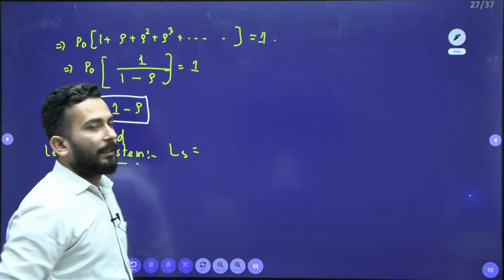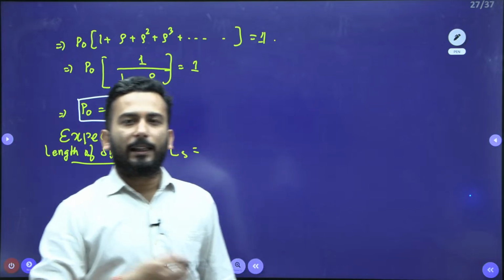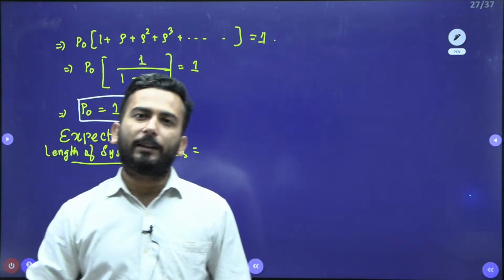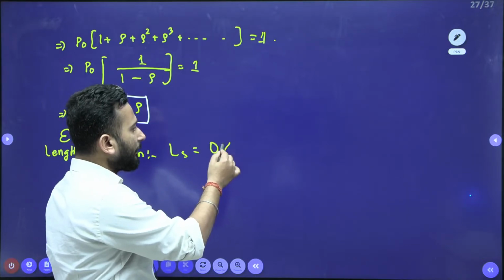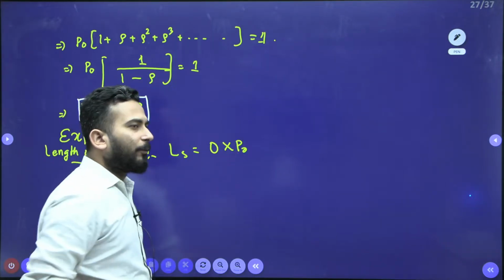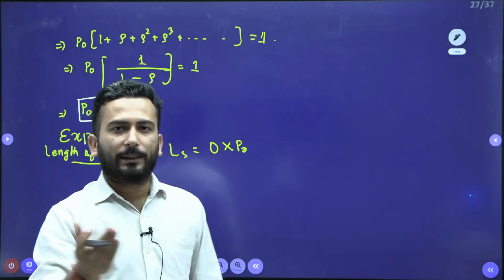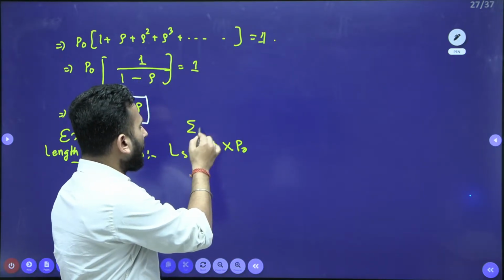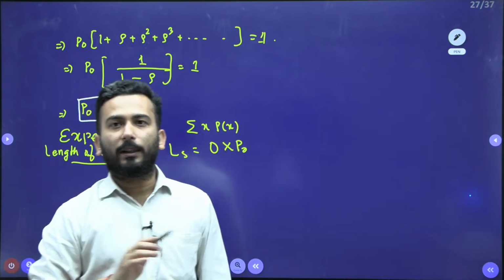Now tell me one thing, expectation, maths, random variables, everything is the same. What is the formula of expectation? Summation x into px, yes or no? I hope your maths is good, my dear friends. Do not ignore maths.